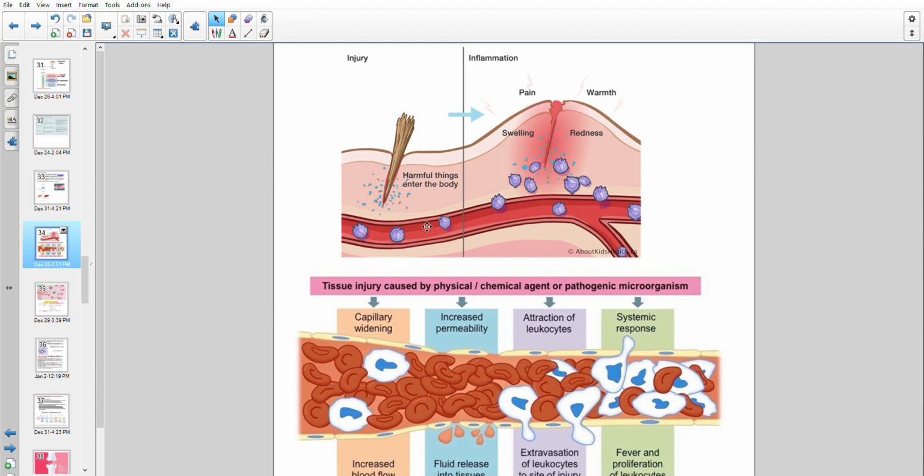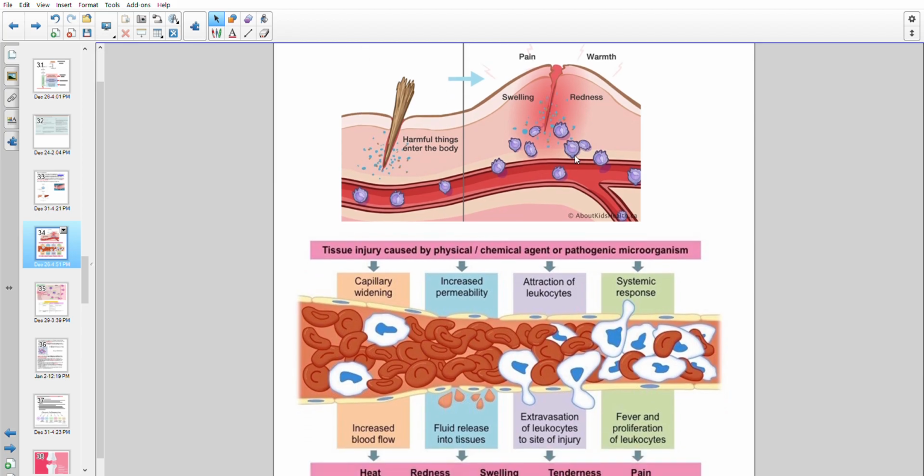And this just shows you the microcirculation here, which is the capillaries. Capillaries enter, the white blood cells, neutrophils, etc., come in to try to stop the invasion of whatever is coming in.